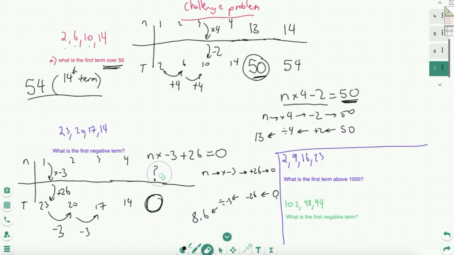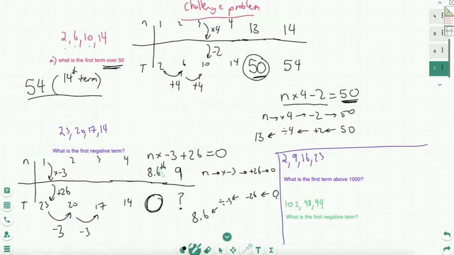So now we know the 8.6th term is 0. Problem is, guys, we can't have an 8.6th term. So therefore, the next term afterwards, the 9th term, should give us our first negative term.